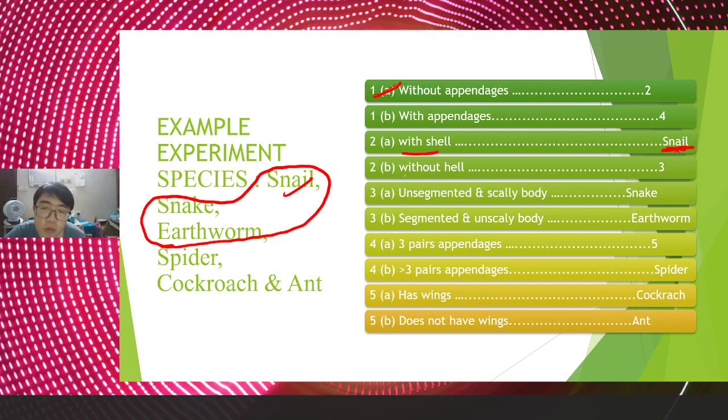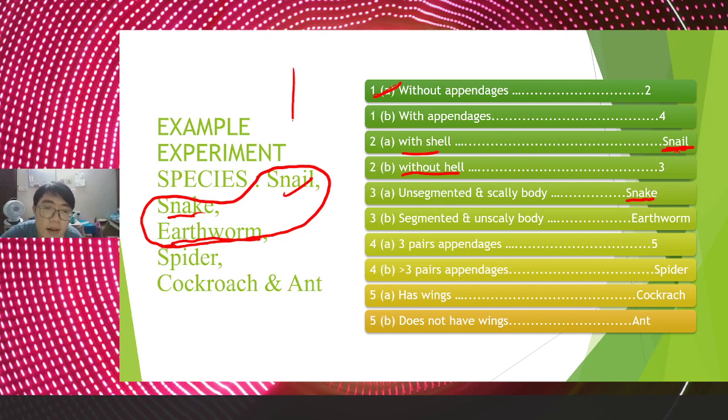Okay, then the other one is without shell. Without shell there is only snake and earthworm. They do not have shell. So this one you go to equation 3. The organism that does not have segment and has a scaly body is very easy, only snake.